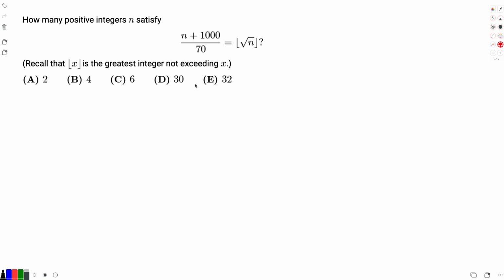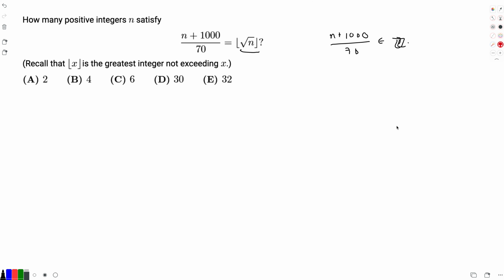Okay, so how can we even comprehend this? Well, the right hand side is the floor, and we know that the floor will always be an integer. Therefore, for this equation to be true, the LHS must be an integer. So upon first observation, (n + 1000)/70 must be an integer. Okay, and now the question is what n works.